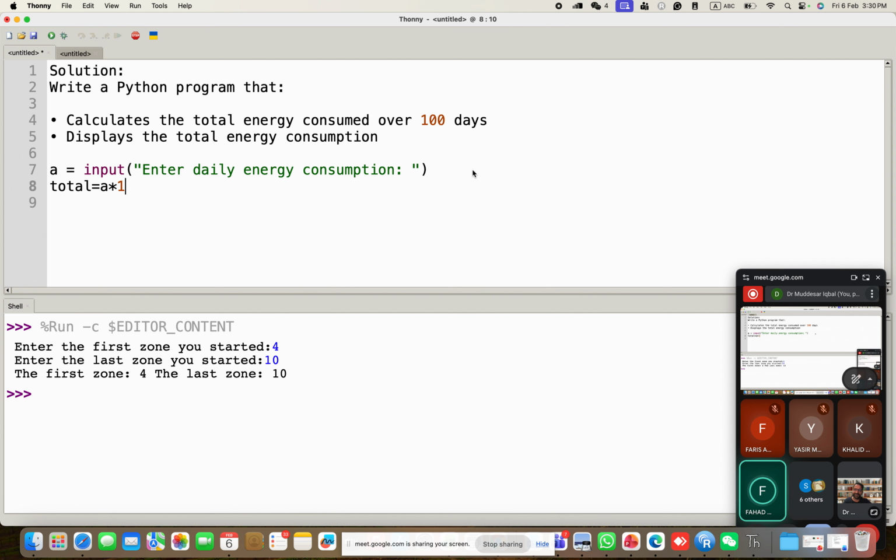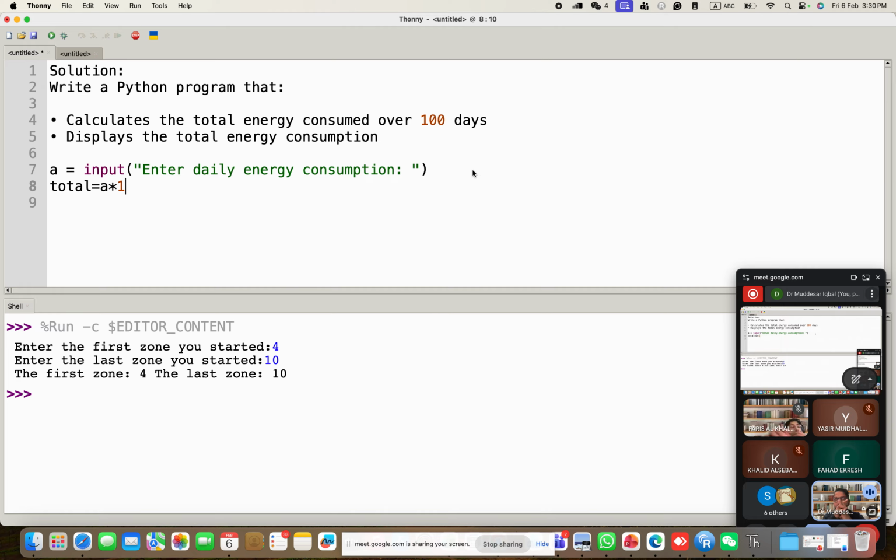Listen, Fahad, if you produce the old-fashioned grade 6 questions like: Fahad ate one candy daily. How many candies does Fahad eat in 100 days? What would you say?